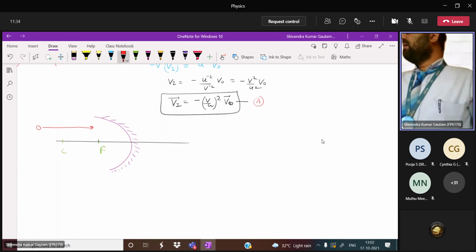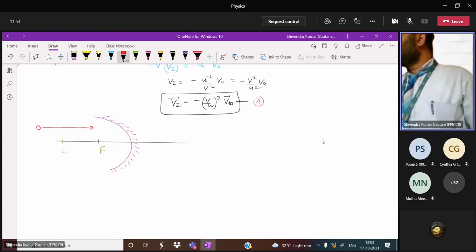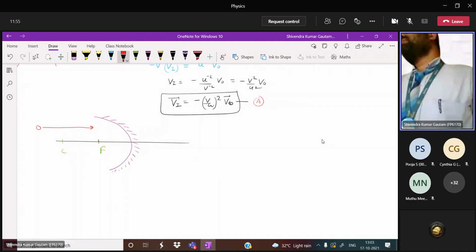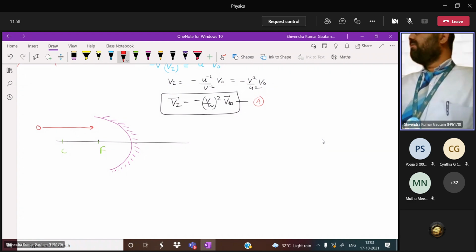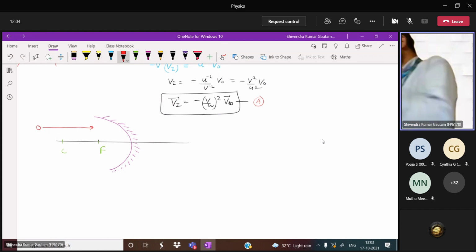Tell me, when object at minus infinity, where is the image formed? Focus. Object beyond center of curvature, where is the image? Between C and F. If object between minus infinity and C, it means beyond C, then image between C and F. If object at C, where is the image? When object between C and F, where is the image? Object is coming this side, so image going away or not?